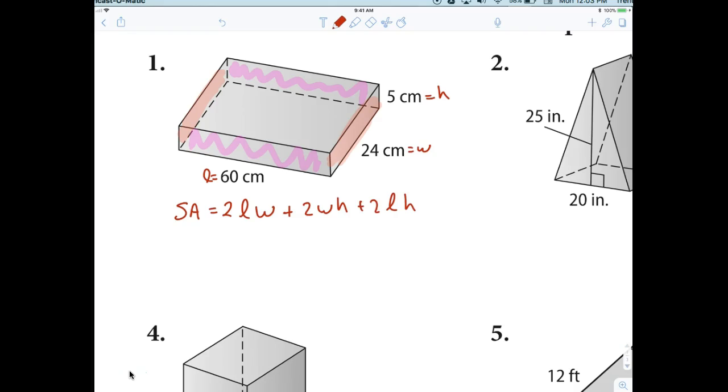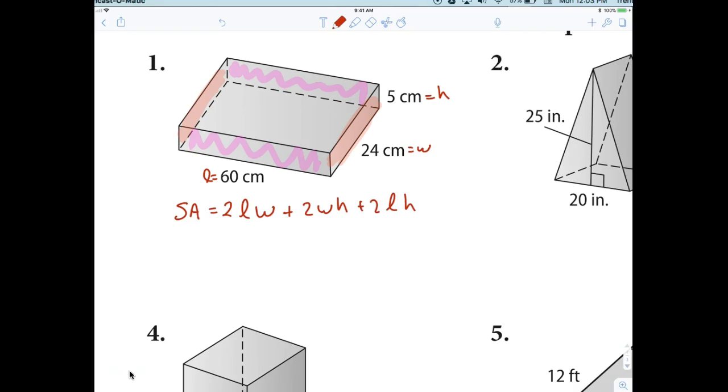Everybody with me on that? Because it's a rectangle, how do I find the area of a rectangle? Length times width, not length times width times height, length times width. Length times width times height is volume. So please, everybody look up and make sure you see that. So the surface area is 2LW plus 2WH plus 2LH.